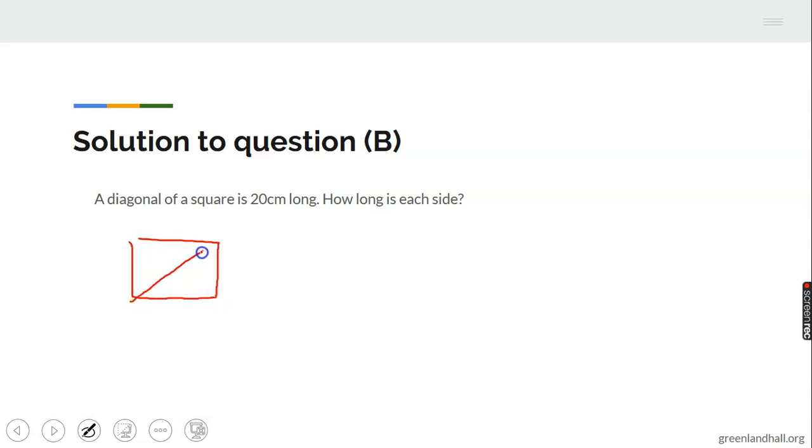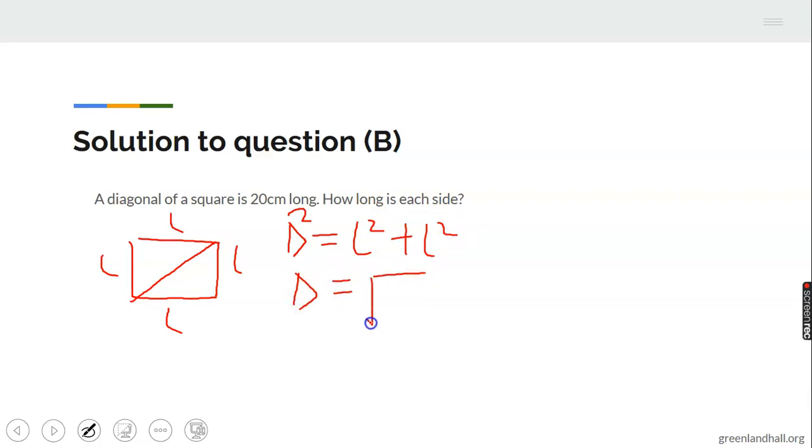And this is the diagonal of the square. A square has all its sides equal. Now, if you are looking for this side, which is the diagonal, I call it D. Use Pythagoras theorem. D square equals what? L square plus L square. And that means D equals the square root of 2L square.